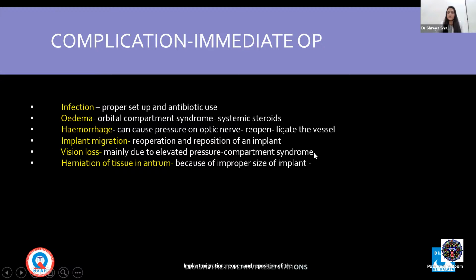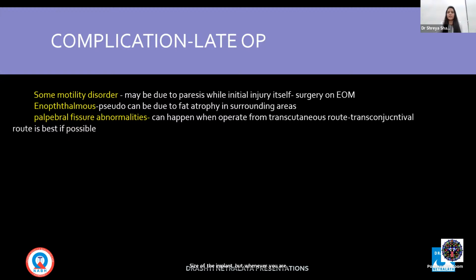Herniation of tissue in the antrum can happen just because of improper size of the implant. Whenever you are putting an implant, see that it should not push too posteriorly, so it will not damage the optic nerve. Some motility disorder may stay after surgery due to paresis during the initial surgery, or sometimes iatrogenic. Enophthalmos, as I said, can be taken care of by a patient-specific implant. Pseudoptosis also can happen with the atrophy, and palpebral fissure abnormality can happen.